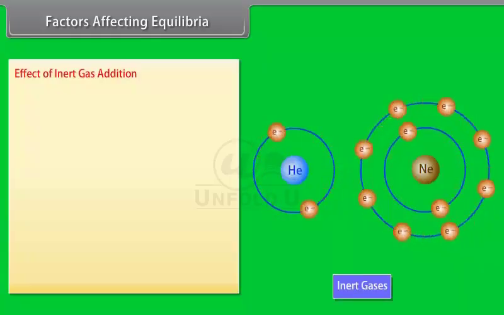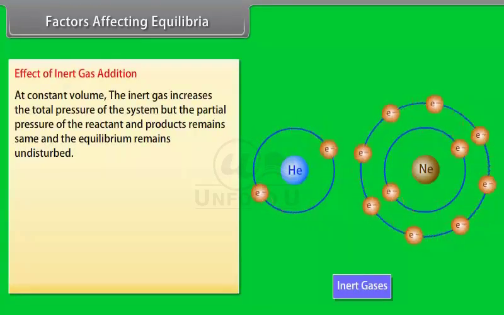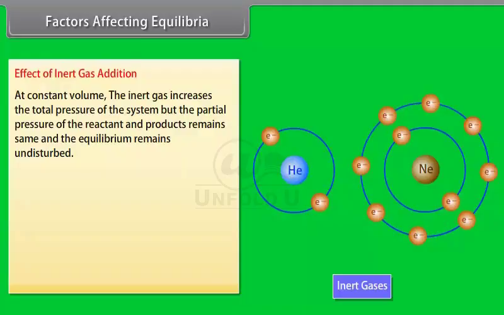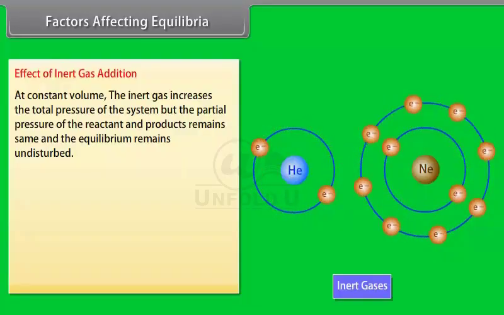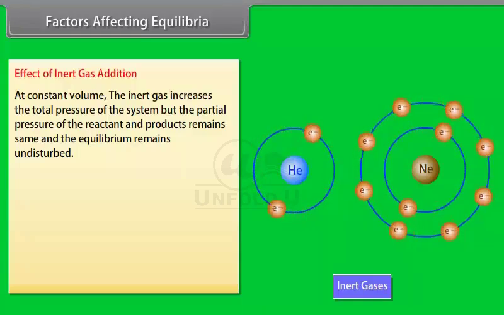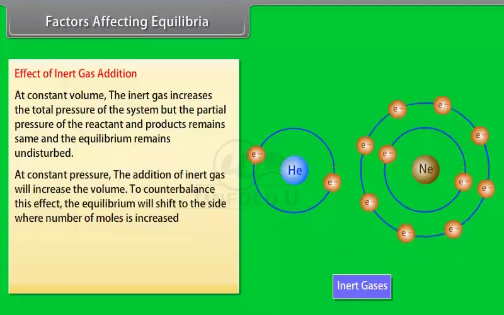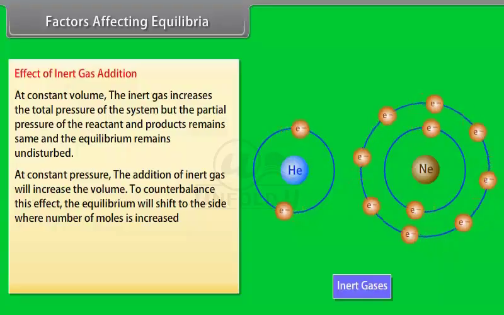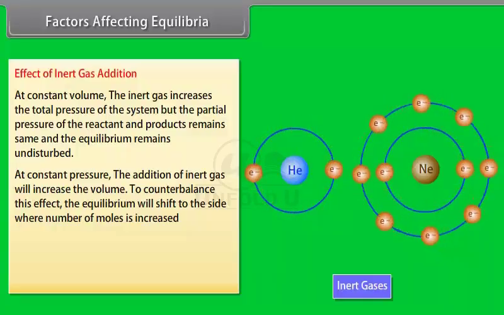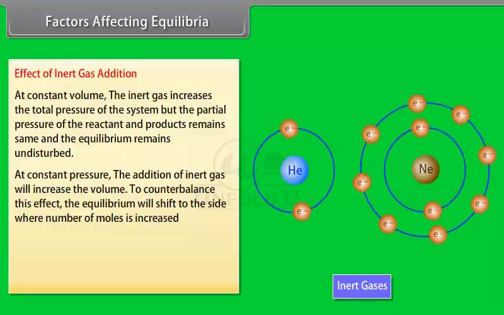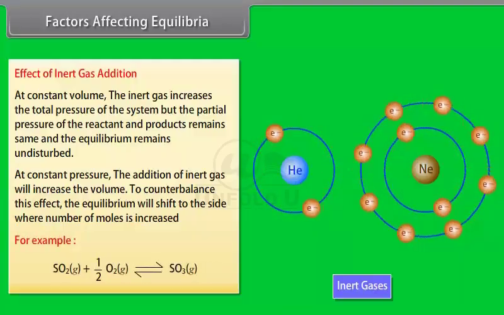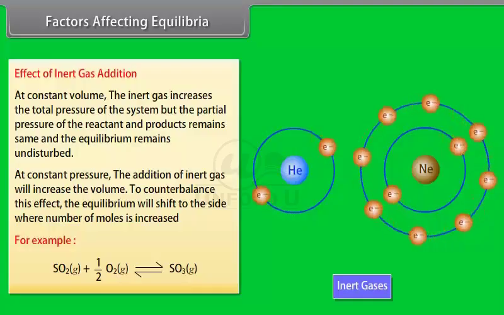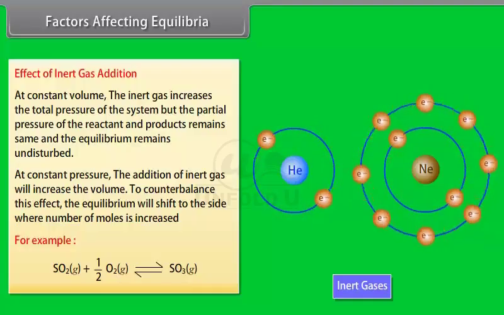Effect of inert gas addition. At constant volume, the inert gas increases the total pressure of the system, but the partial pressure of the reactant and product remains the same and the equilibrium remains undisturbed. At constant pressure, the addition of inert gas will increase the volume. So, to counterbalance this effect, the equilibrium will shift to the side where the number of moles is increased. For example, the addition of inert gas at constant pressure will push the equilibrium in the backward direction.